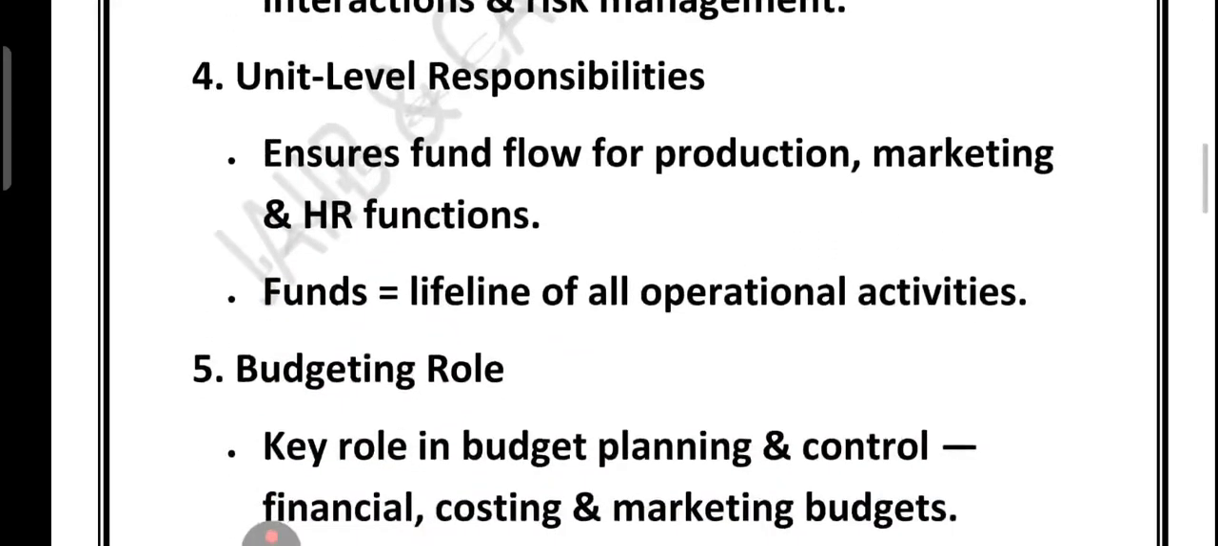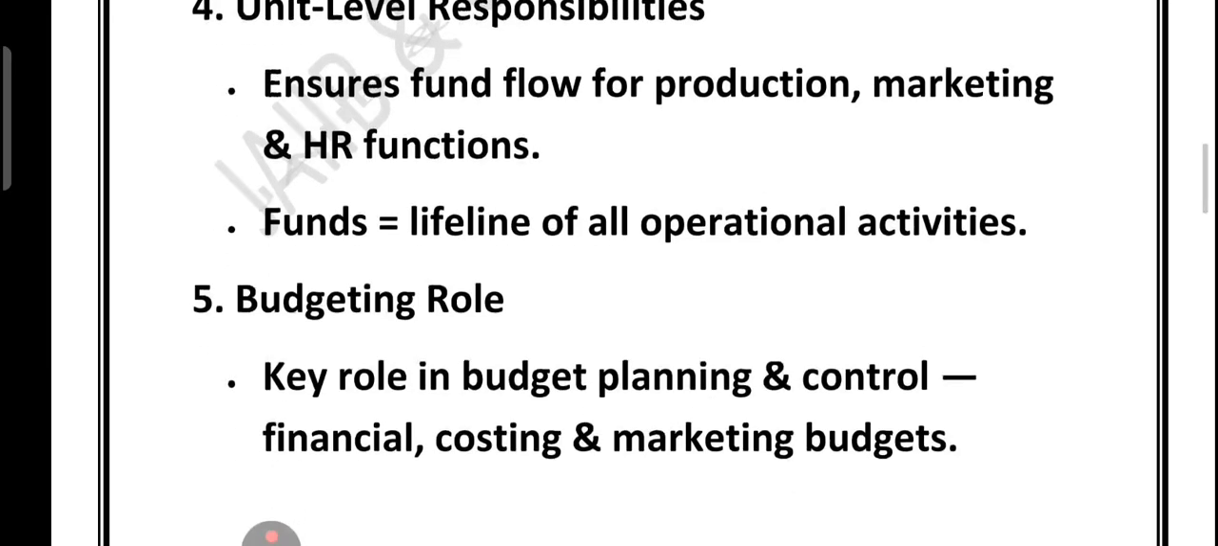Then we have the unit level responsibilities. At the company level, treasury ensures a smooth flow of funds for all the functions: production, marketing and HR operation. Remember, funds are the lifeline of every organization. Without proper fund flow, even a profitable company can face financial trouble.